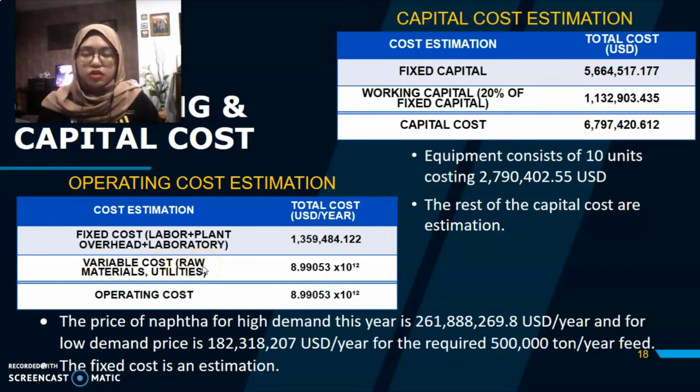For the raw materials, we have 3 raw materials used in this process, which are naphtha, zeolite, and coal. For naphtha, we are required to feed around 500,000 tons per year. And the price for high demand is $200 million per year, and for low demand is $100 million per year. The rest of the fixed cost is an estimation. So our operating cost is around 8.99053 times 10 to the power of 12 dollars per year.